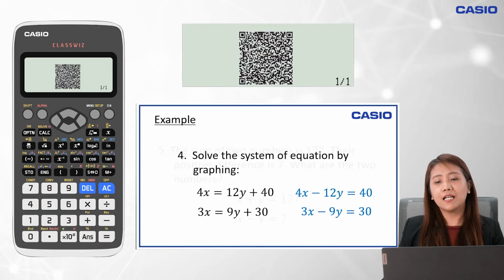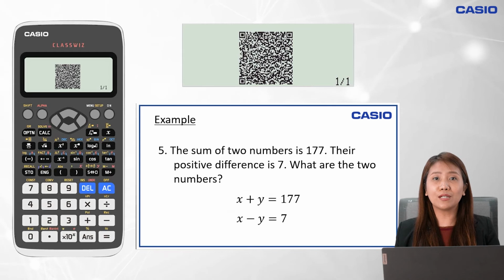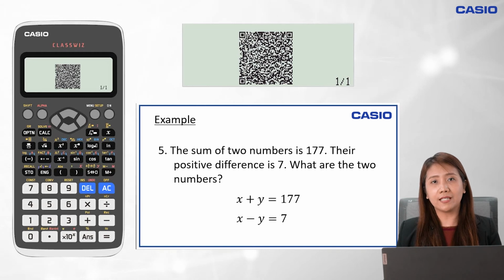This time, let's solve word problems that involve the use of a system of linear equations. Let us look at the number problem below. The sum of two numbers is 177. Their positive difference is 7. What are the two numbers?